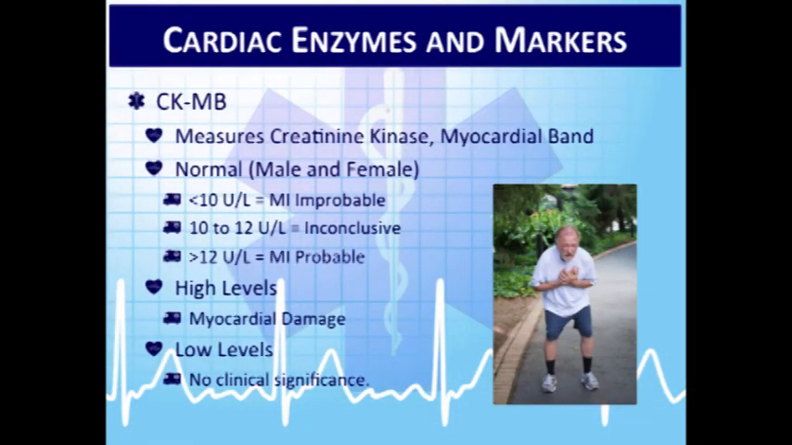Low levels, not clinically significant. High levels, indicative of myocardial necrosis. So CKMB, we sort of talked about that already. That's that isoenzyme. That is the myocardial band. If it's greater than 12 units per liter, that is probable for an acute myocardial infarction by most people's understanding. High levels of CKMB are seen in myocardial injury damage. Again, low levels, not significant. It could be 0 and I'd be just fine with that.